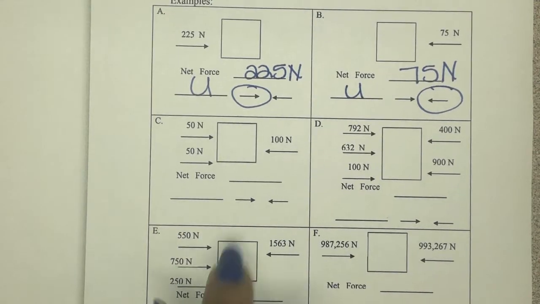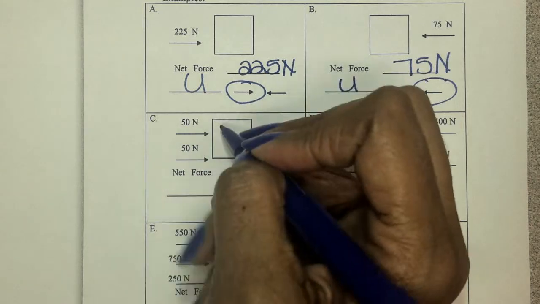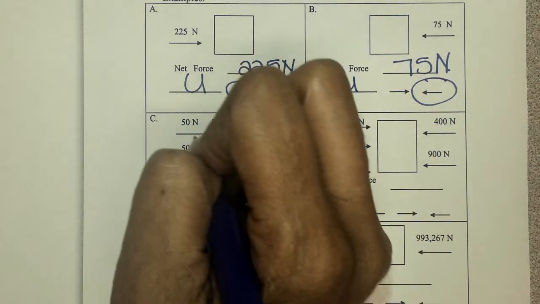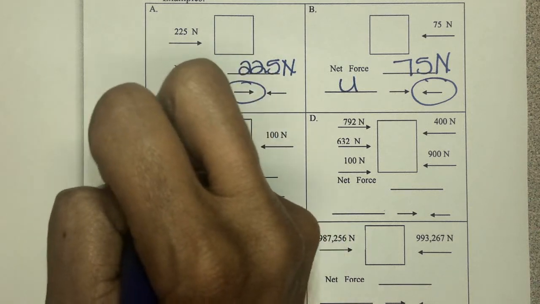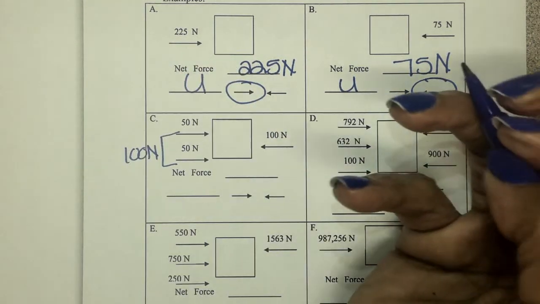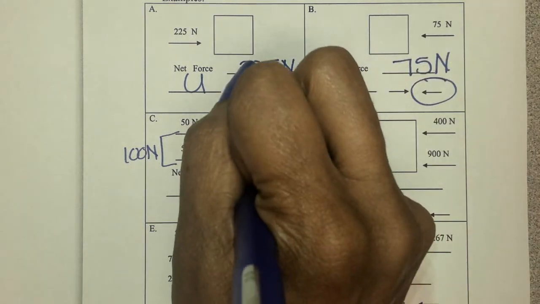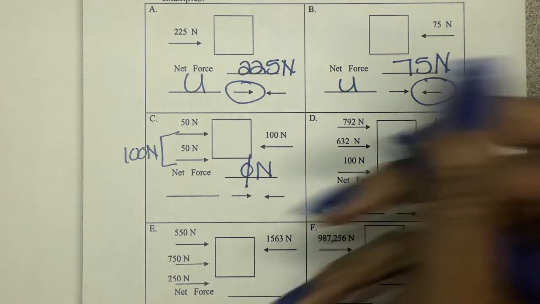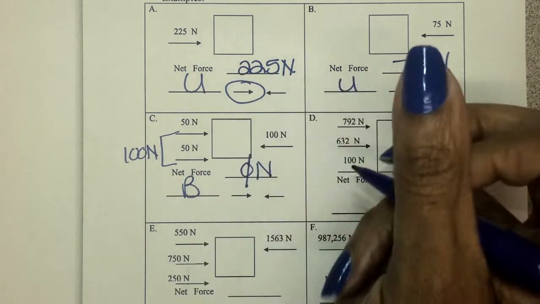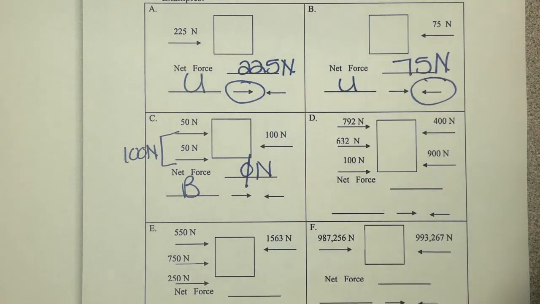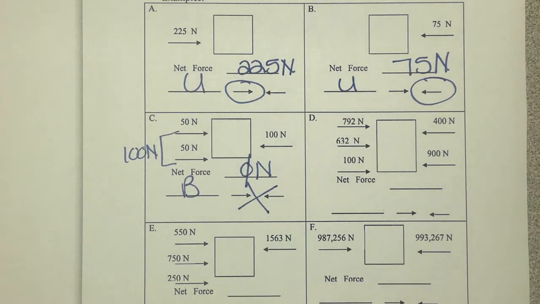Now these are the ones that get tricky when you have several numbers on one side. So for example here, you have 100 newtons on this side, you have 50 and 50. So this is 100 newtons. So the net force is 0 because it's 100 minus 100. The forces are balanced and it is not going to move. Or if it's at a constant speed, it's going to stay at a constant speed. Either way, there's no change in the motion.